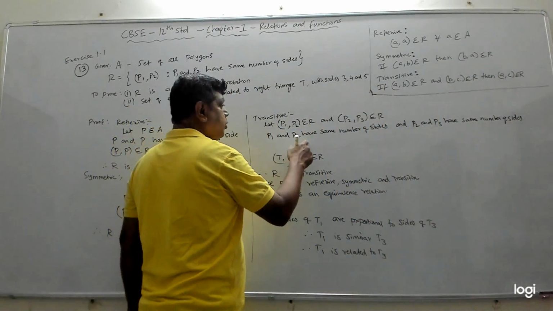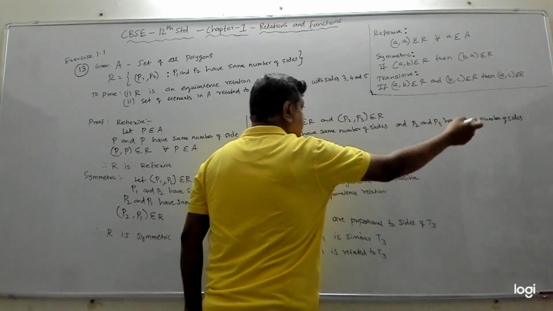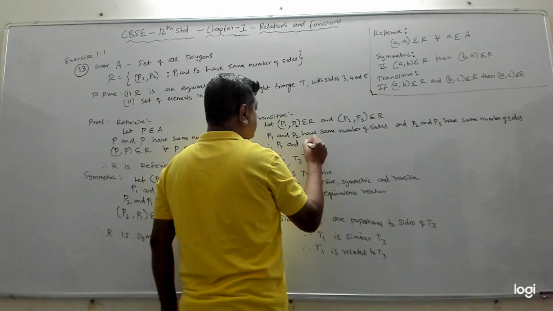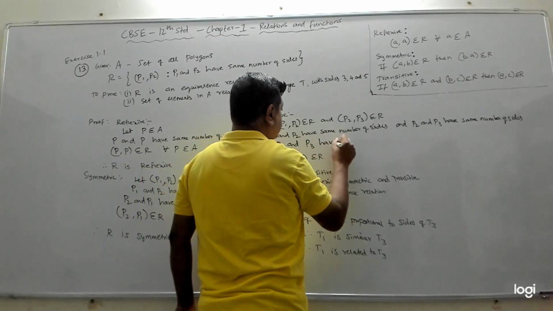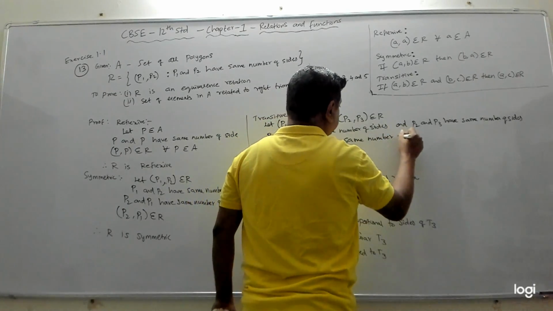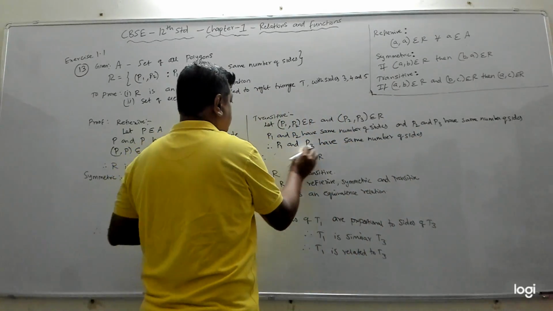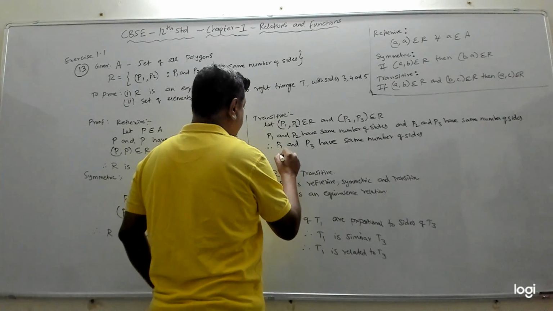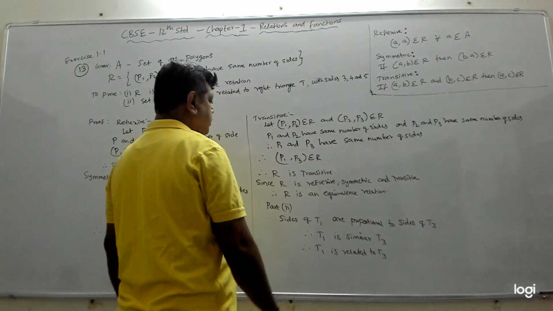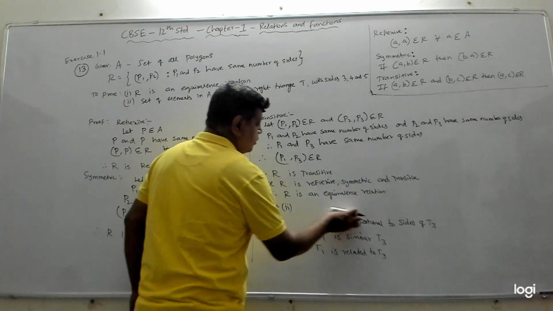So P1 and P2 have same number of sides, and P2 and P3 also have same number of sides, which means P1 and P3 have same number of sides. Therefore we can say P1 comma P3 belongs to R. Therefore R is transitive. Now since R is reflexive, symmetric and transitive, therefore R is an equivalence relation.